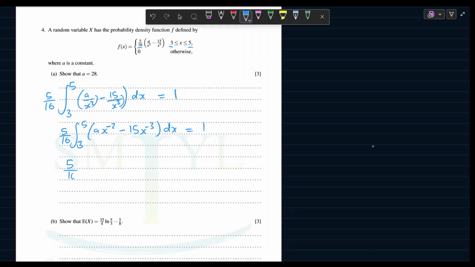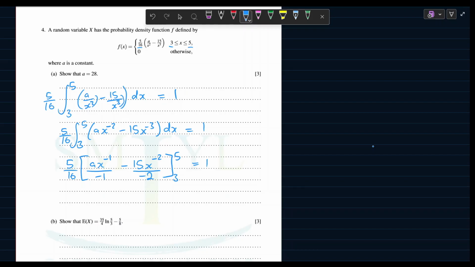If we integrate, we've got 5/16. Then ax, add 1 to negative 2, you get negative 1. Divide by this new power, so divide by negative 1. Then we've got minus 15x. Add 1 to negative 3, you get negative 2. Divide by this new power, so divide by negative 2. And this is from 3 to 5, and this must be 1.